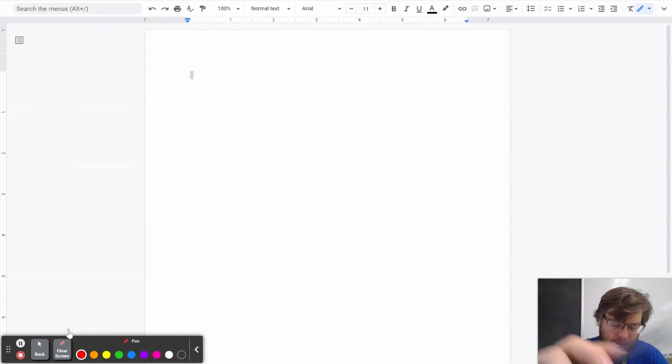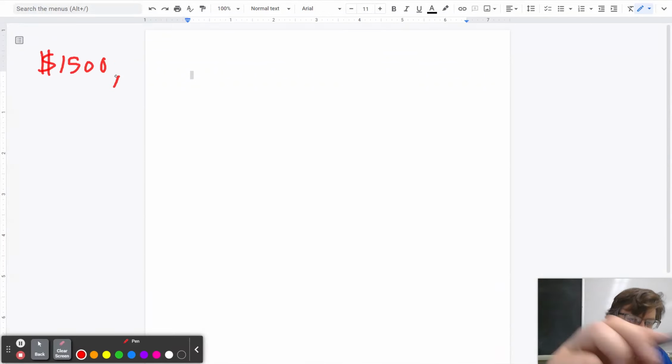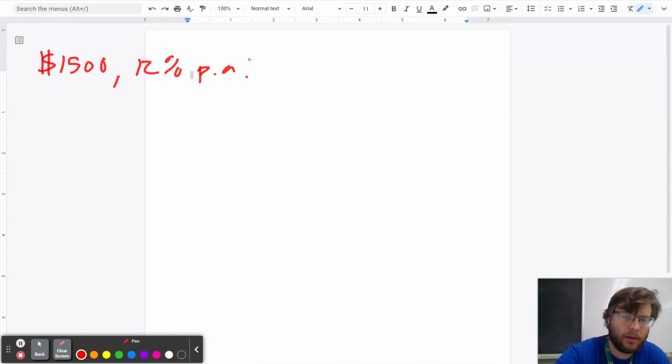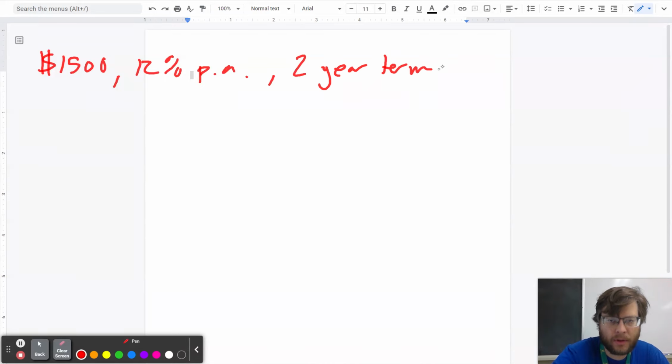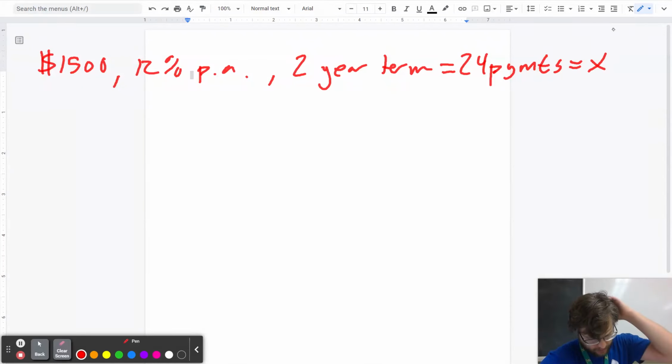All right, so question 6 is about a person who takes out a $1,500 loan at 12% interest per year with a 2-year term. So we know that that's going to be 24 equal payments, and we're going to call the value of the payment X. The way to build this up is to think about it 1 month at a time, and then see if you can extract some sort of sequence out of it.